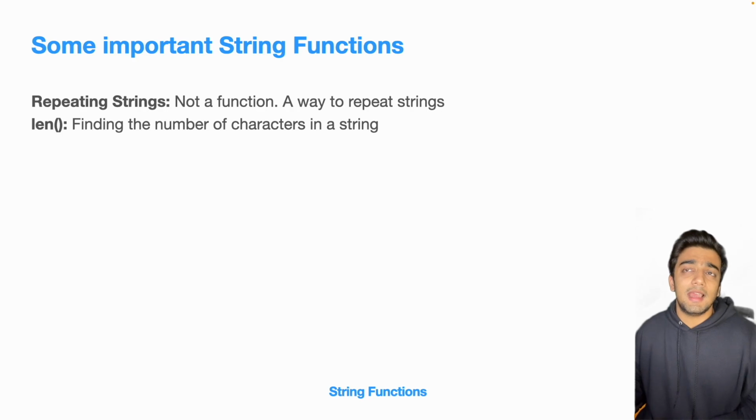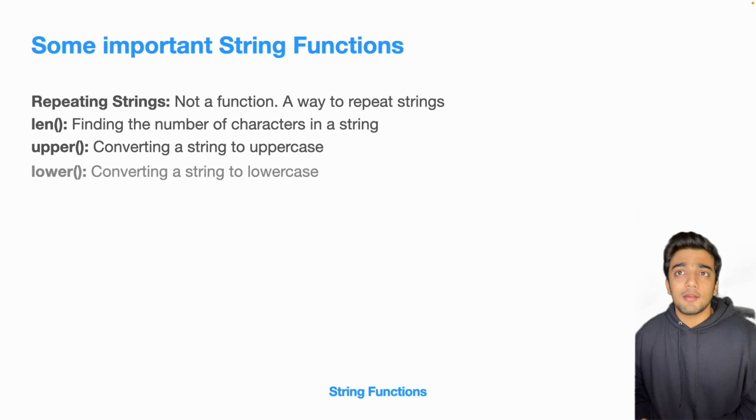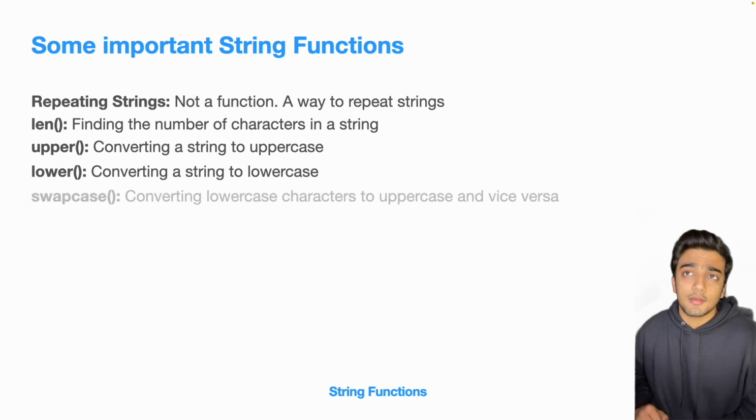The next is the len, or the length function. This helps you find the number of characters in a string. It helps you find how many characters a string has, or how long a string is. After that, we come on to the upper and the lower function. So the upper function helps you convert a lowercase string to an uppercase string, and the lower function helps you convert an uppercase string to a lowercase string.